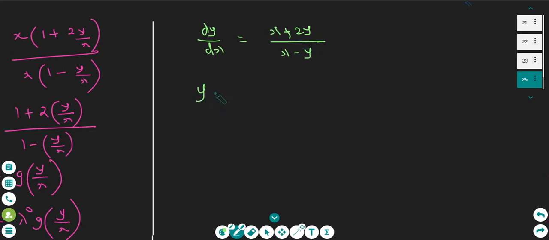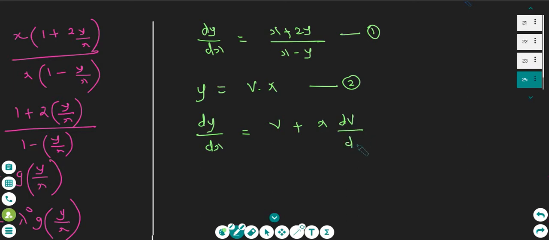So we make the substitution y equal to v times x. Let's consider the differential equation as equation 1 and this substitution as equation 2. Now we differentiate equation 2. Since v is a function of x, we have to apply the product rule, which gives dy by dx equal to v plus x dv by dx. Now we substitute this dy by dx into equation 1, so the LHS of equation 1 becomes v plus x dv by dx.